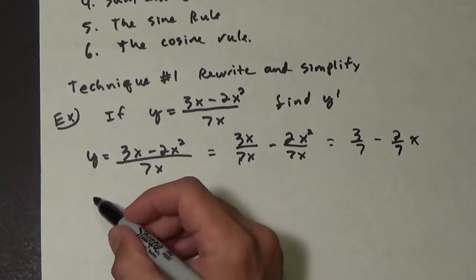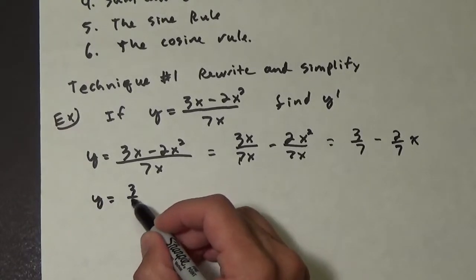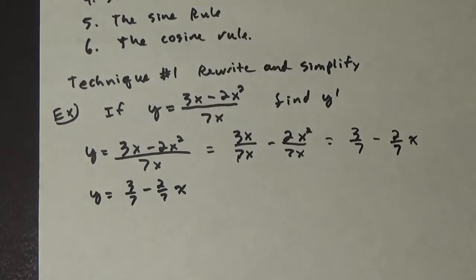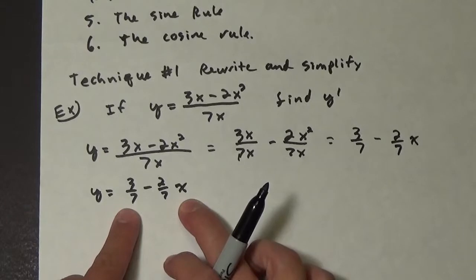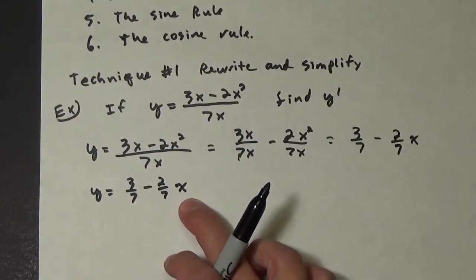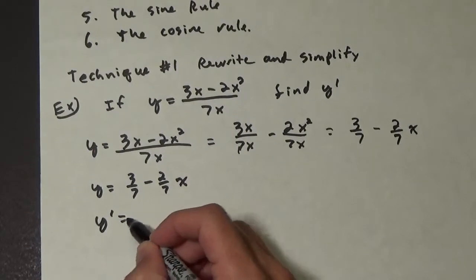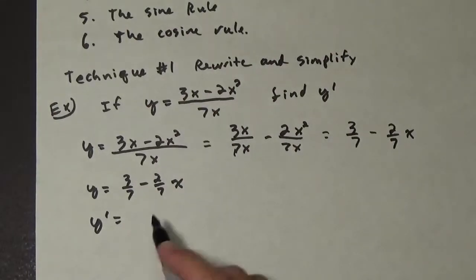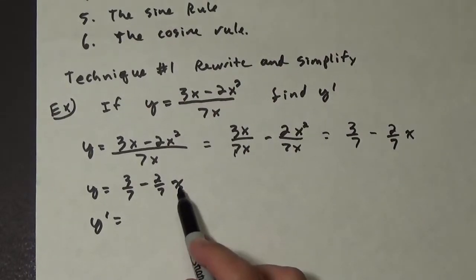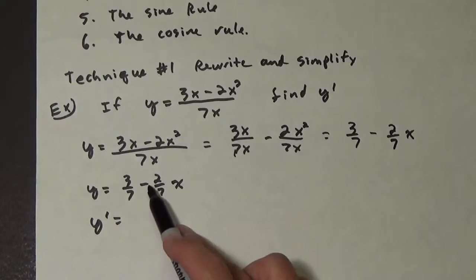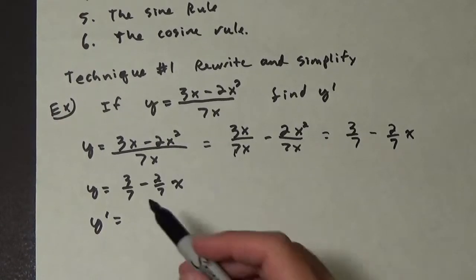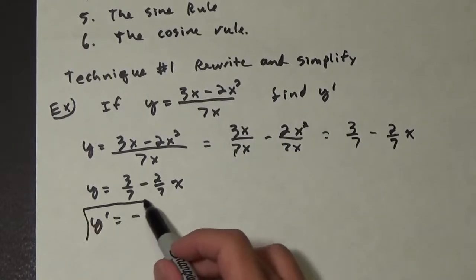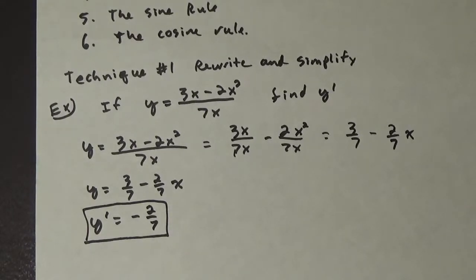So now we have this equation, y equals 3 over 7 minus 2/7 x. This becomes a much easier equation to take the derivative of. So now we can find that y prime equals, well, the derivative of a constant is 0, that's the constant rule. And then the derivative of negative 2/7 x, well, we keep the negative 2/7 out in front, and the derivative of x is 1. So we end up with negative 2 over 7. And there we go.